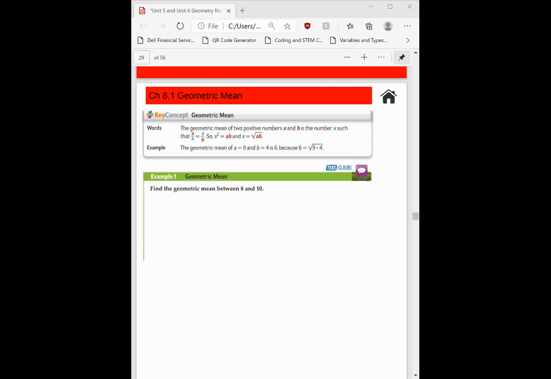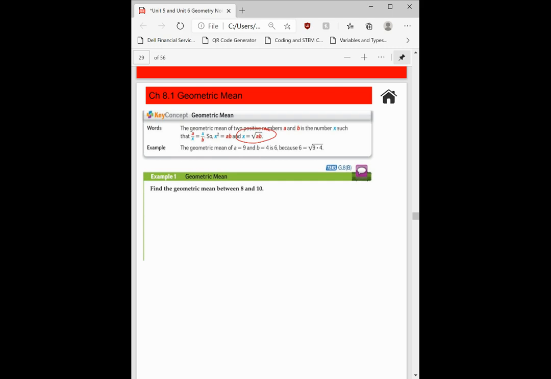Guys, these are the notes for chapter 8.1 about geometric mean. So let's figure out what geometric mean means. The geometric mean of two positive numbers, a and b, is the number x such that a divided by x is equal to x divided by b. So x squared is equal to ab, or in other words, x is equal to the square root of ab. So this is our formula here.